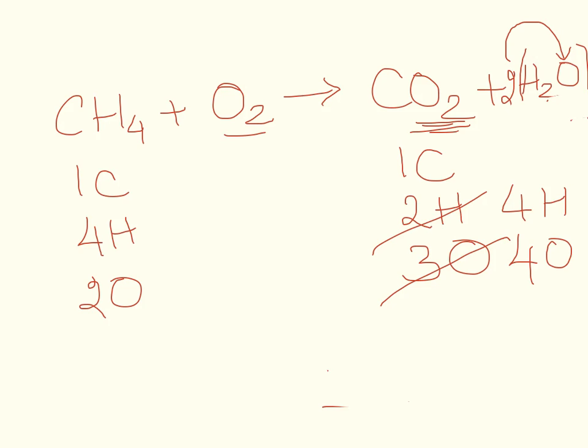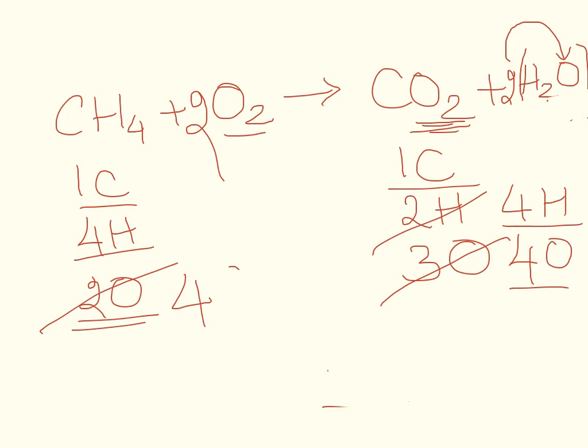So we evened out the hydrogen. There's 4 here and 4 here. That's good. One carbon and one carbon. We have 2 oxygens on the reactant side and 4 oxygen atoms on the product side. So we want to now increase the oxygens on the reactant side. So we make it 2 oxygen molecules. So now we have 4 oxygen atoms on the reactant side as well. And this is how we balance a chemical reaction.